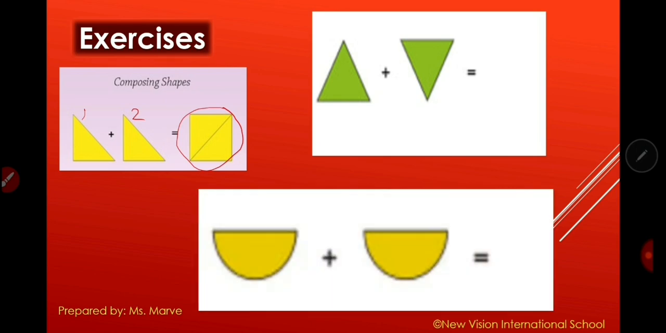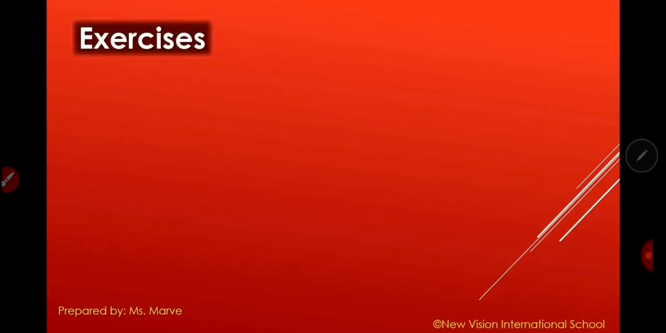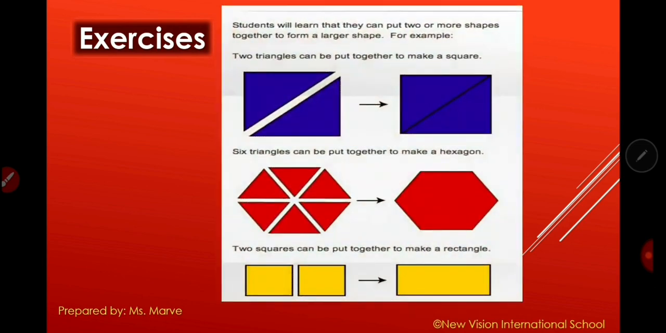Now the second and third example, I want you to put it together. Think how you will do it, and you can draw the correct or the new shape at the right side. Okay? So great. Let's move on. Again, remember that 6 triangles can be put together to make a hexagon. 2 triangles can be put together to make a square. 2 squares can be put together to make a rectangle.